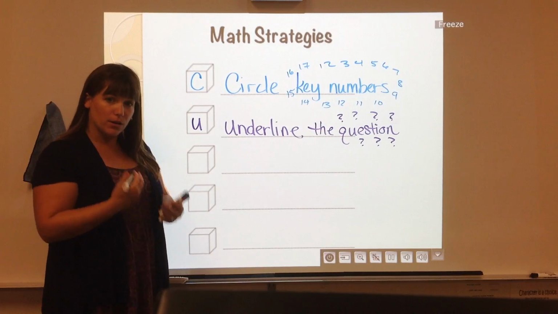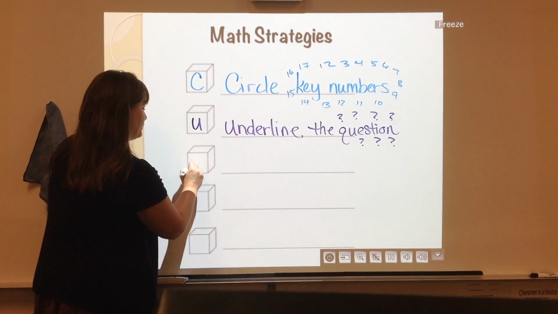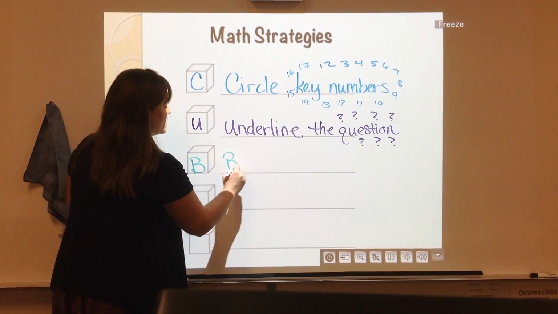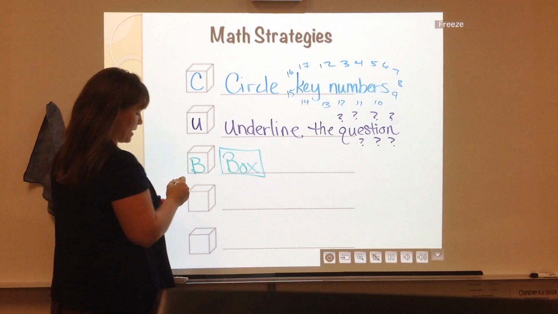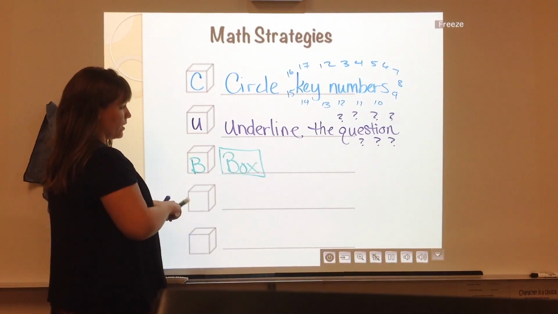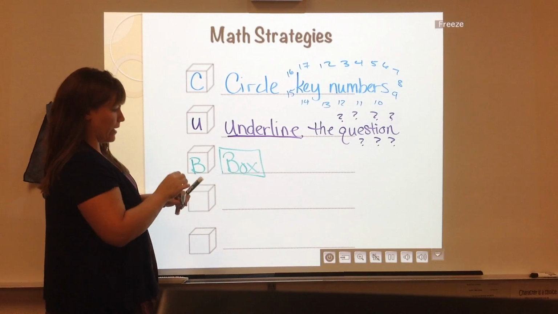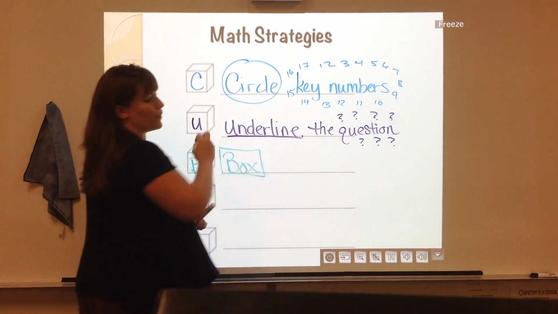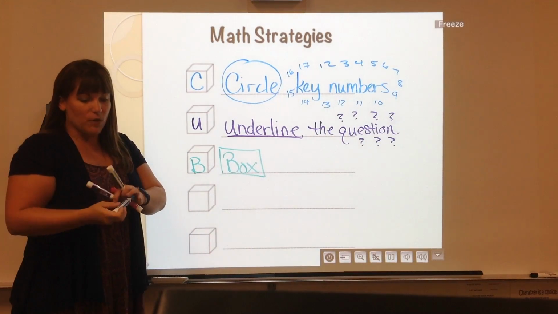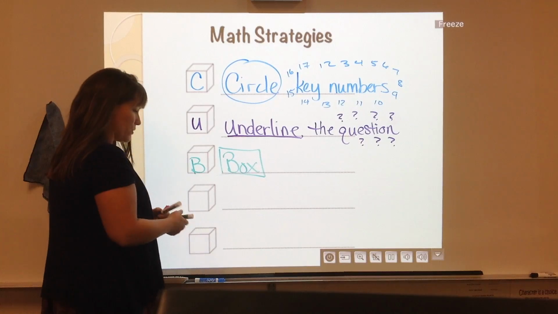The third cube is going to have a B in it. That B stands for box, and I can put a box around box. Going up, I can actually underline the word underline. Forgot to do that. Oops. And I can actually circle the word circle. There we go. So I'm going to be boxing all of my math action words.